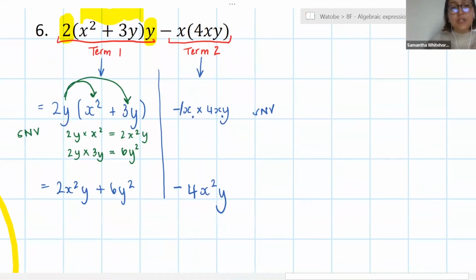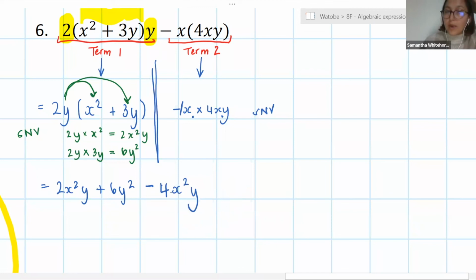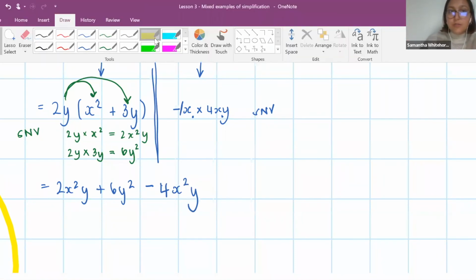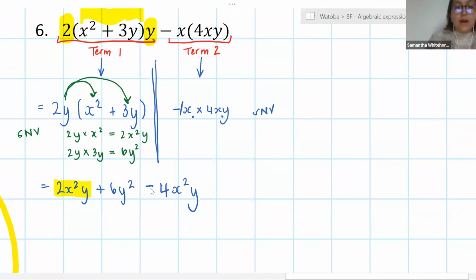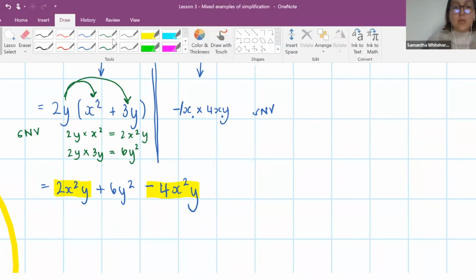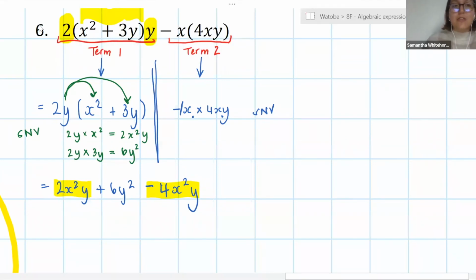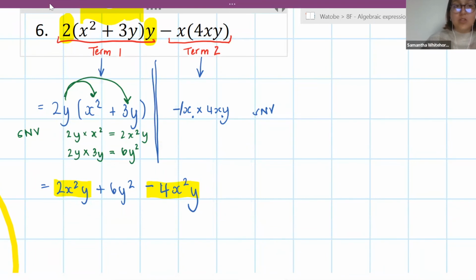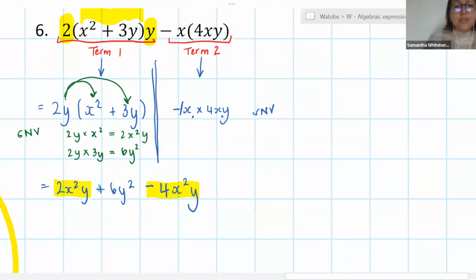And so the expression that you now need to work with, I'm just going to change my line there, is 2x squared y plus 6y squared, and I'm just going to move this a little bit closer, minus 4x squared y. Now I need to look for my like terms. So I've got an x squared y and another x squared y. And then the 6y squared is by itself because it doesn't have an x squared in it, so that's a separate term.